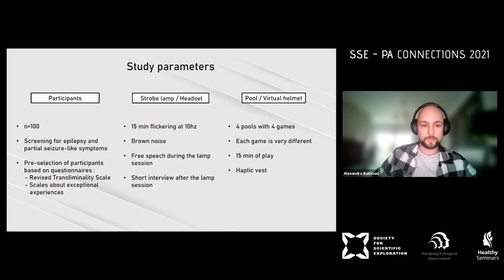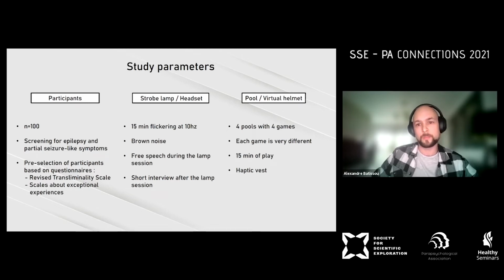The parameters of this study are the following. 100 participants will be recruited. Since we have a strobe device, the screening of the participants for epilepsy and photosensitivity will be done with questionnaires. Furthermore, to optimize our results, we will also make a selection of participants using the revised Transliminality Scale and other scales about exceptional experiences.